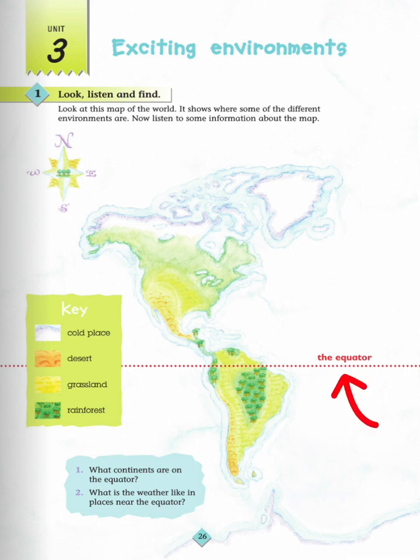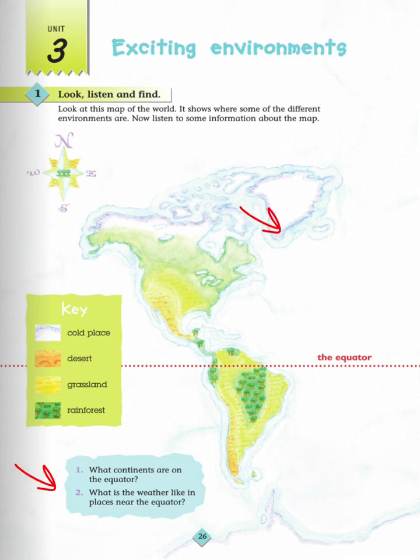The equator is an imaginary line that divides the world in half. Places near the equator are hot and wet all through the year. Find the equator on the map. Great, so this is the equator. Here are some important keys you should know. White is for cold places, brown is for deserts, yellow is for grassland, and green is for rainforest. Also, here are north, south, east, and west.